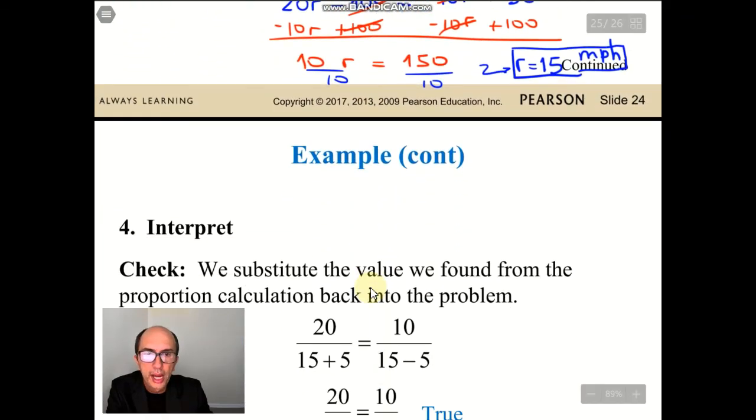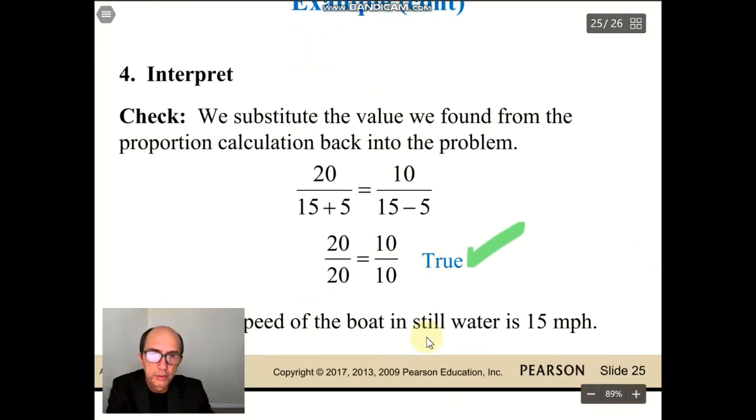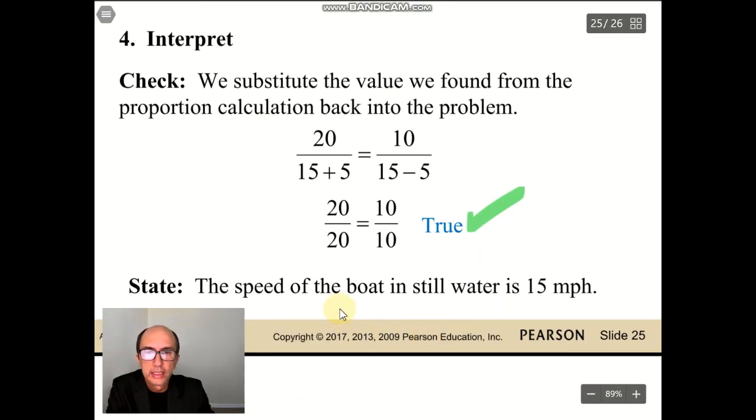Don't forget to check. You found 15 miles per hour. Now you plug it into the original equation and check if you find a true statement. Finding the true statement, you can confirm this is the correct solution for the problem.